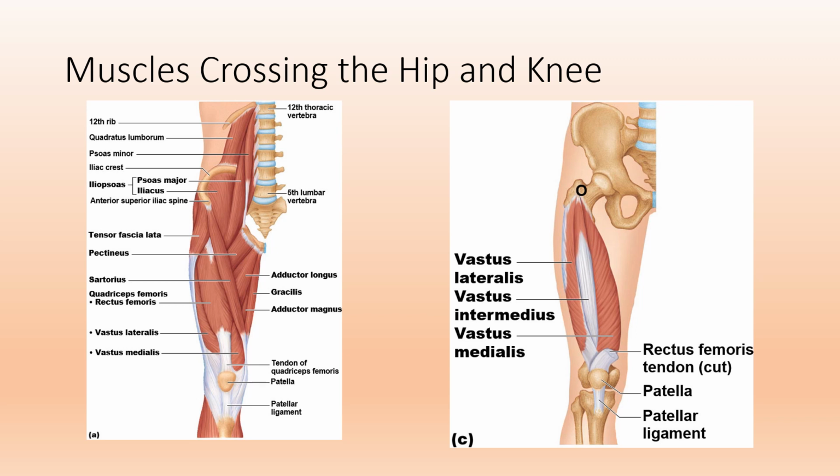Maybe pause the lecture right now and take a moment to identify the 5 muscles that we just talked about that comprise the anterior thigh. We have the 4 quadriceps, rectus femoris, vastus lateralis, vastus medialis, and vastus intermedius, best seen on the right image. In addition to those 4, we also have tensor fascia lata, contributing to the anterior thigh.